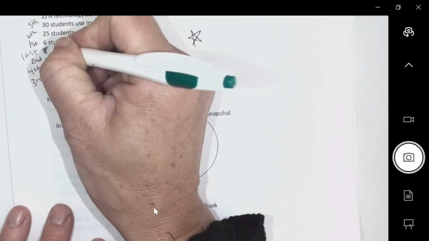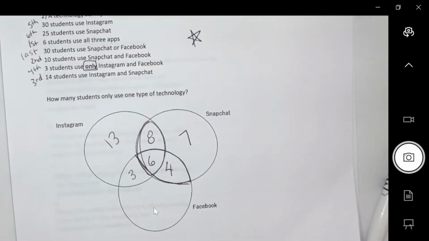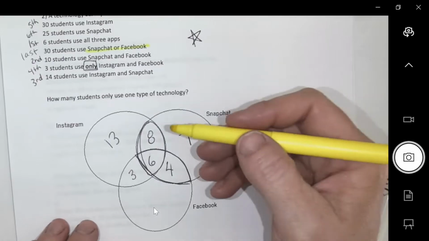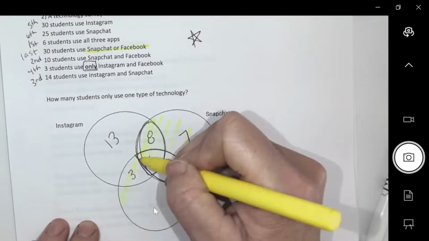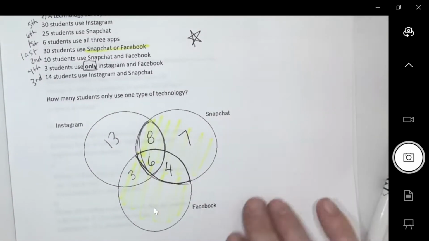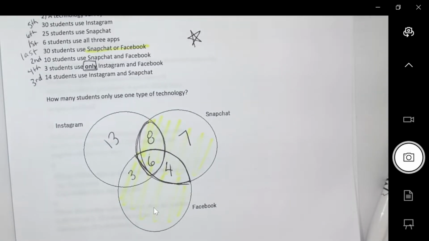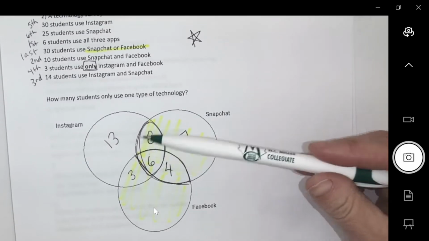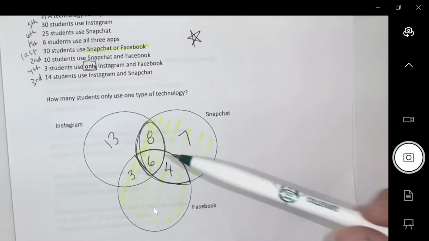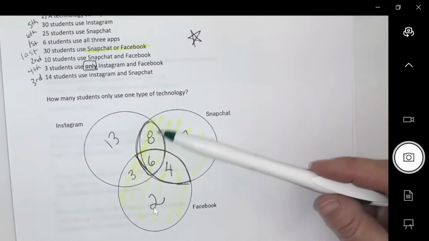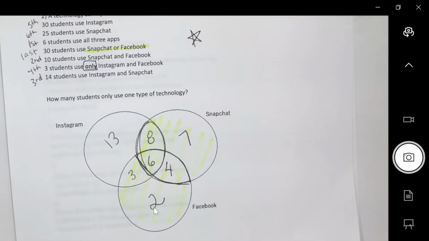And this is the last statement. So I need Snap or Facebook. Anywhere in the Snapchat or Facebook. So anywhere inside those, I need 30. So I already have what? 6, 4, 18, 25, 28. So now I need 2 more. Now all of that space would have 30 in it.